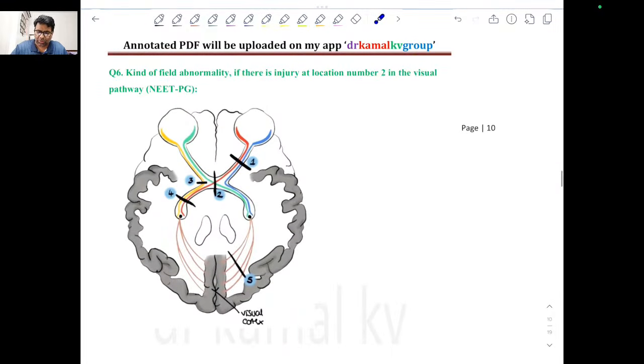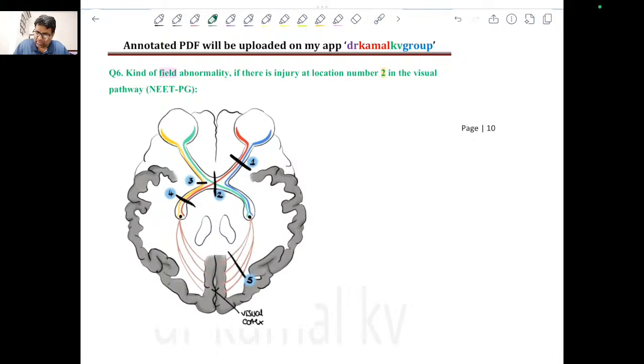Now another question: what kind of field abnormality will there be if there is injury at the location number 2 in the visual pathway? So now here you have to identify what is the location number 2 and what will happen if there is an injury to this area. So I think most of you must be knowing what is this area number 2.